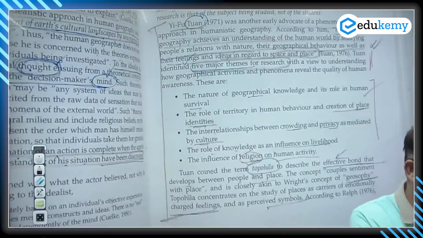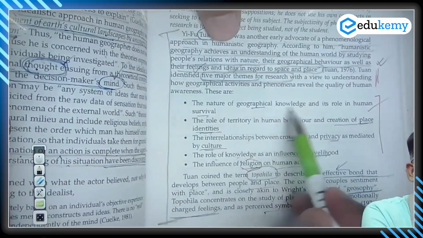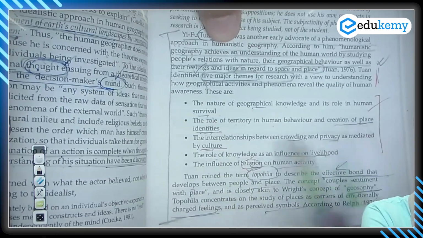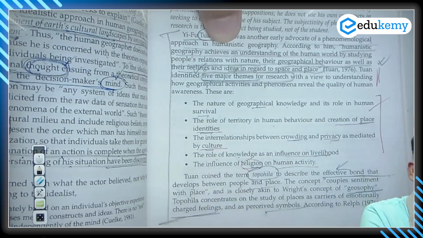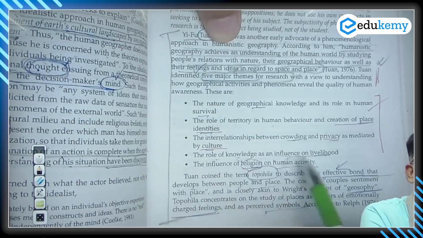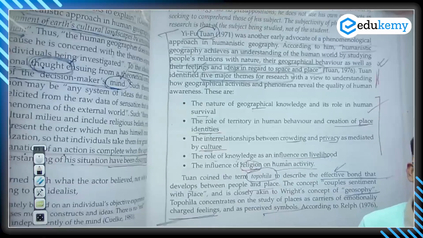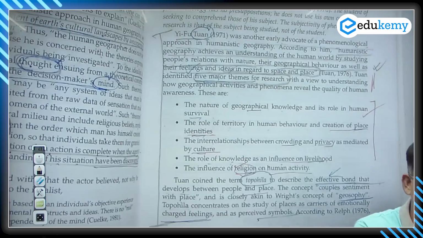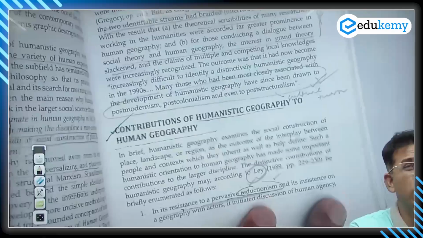In fact, you can add this: under humanistic geography and the works of Tuan, there were 5 themes in geographical study. What are those 5 themes? In your textbook, page 163: the study of geographical knowledge and human survival, the study of the role of territory in human behavior and creation of place identities, the study of crowding and privacy as mediated by culture, the study of knowledge and influence on livelihood, and the influence of religion on human activity. And as I told you, it was desecularization. Religion was back in the studies of geography. This was all the contribution of this school of thought, and the other contributions are on page 167.